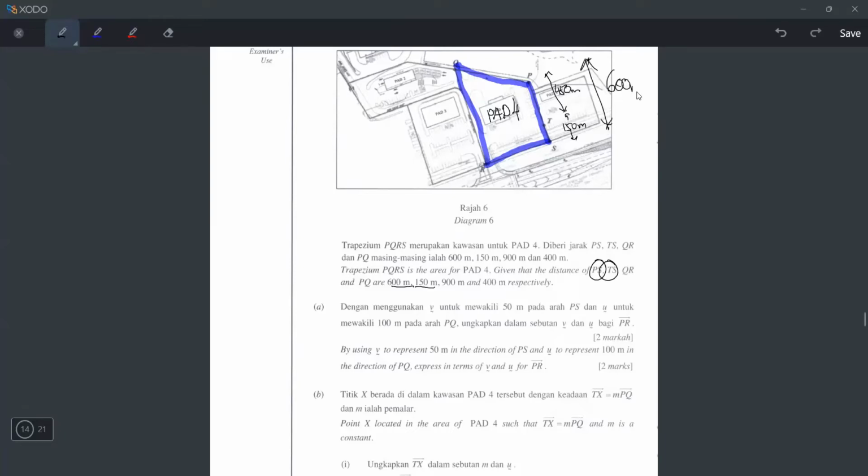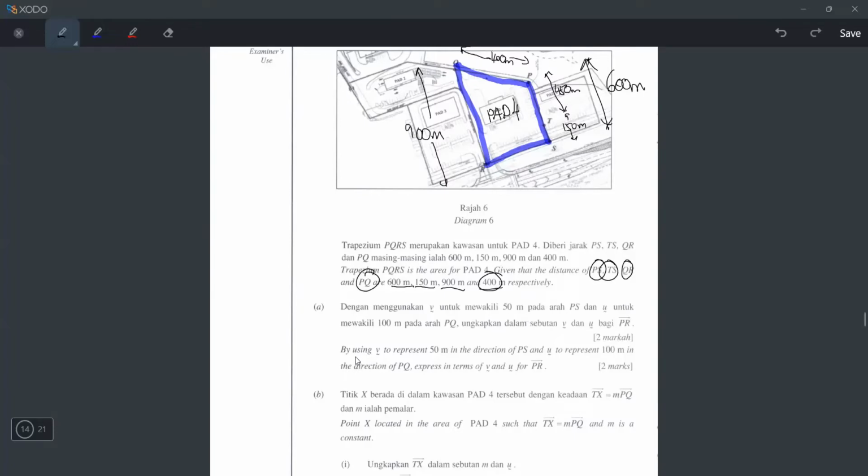And then QR is 900, so 900 like this. PQ is 400 meters, here, this one. So 400 meters. So that's all the info they give you.